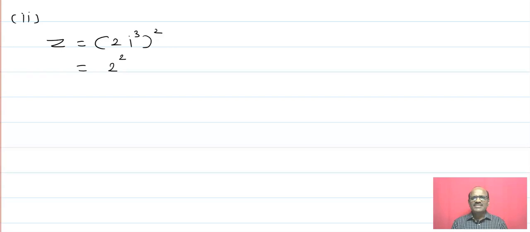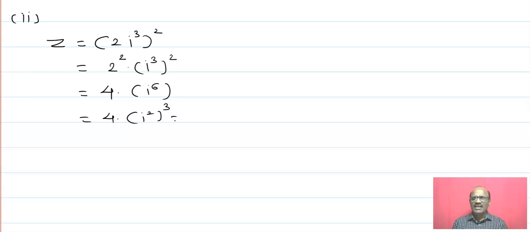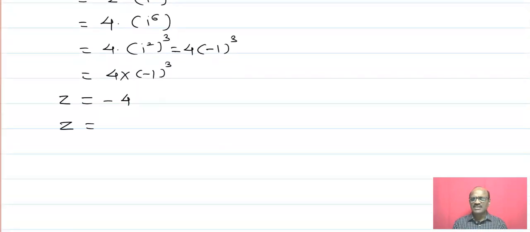Now next is z is equal to (2i) raised to 3, in brackets squared. Now it is written in this manner. 2 raised to 4 means 2 squared is 4, and i raised to 6 can be written as (i squared) raised to 3. But i squared is minus 1, raised to 3. Overall, you are getting 4 into minus 1. That is, z is equal to minus 4.